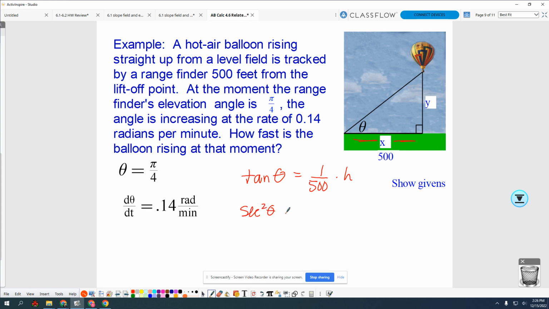The derivative of tangent, secant squared, you need to remember that. Secant squared theta d theta dt equals 1 over 500 dh dt. That gave me secant theta. Simon, how did we figure out what secant theta was? We plugged in pi over 4, and I need to remember that 45, 45, 90 triangle. Secant is root 2 over 1. Root 2 squared is 2. Okay.